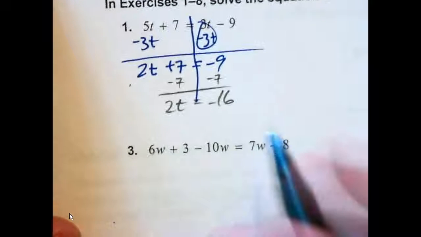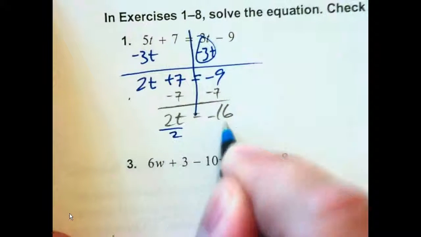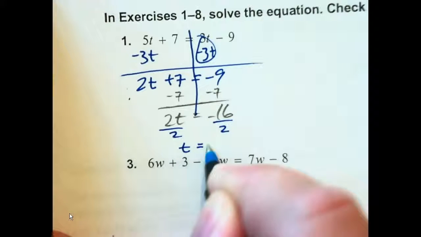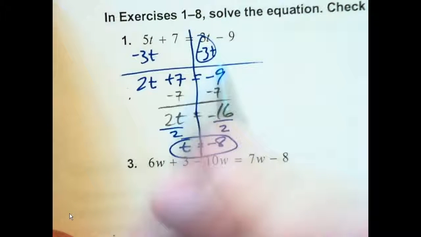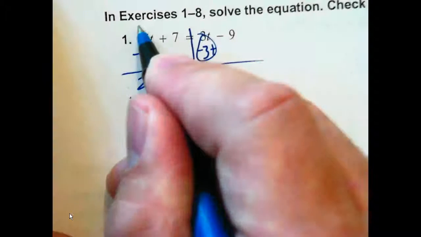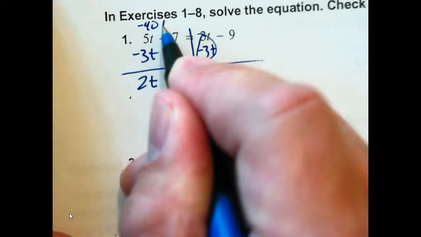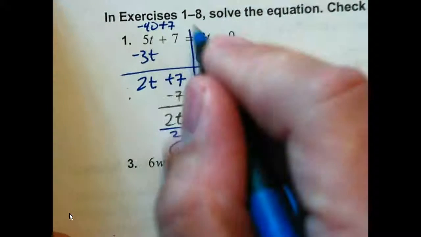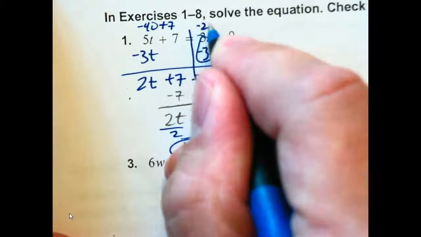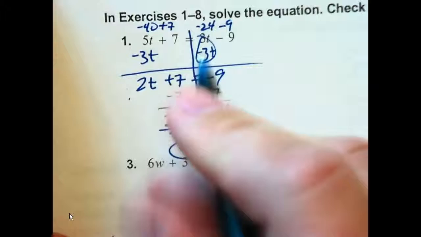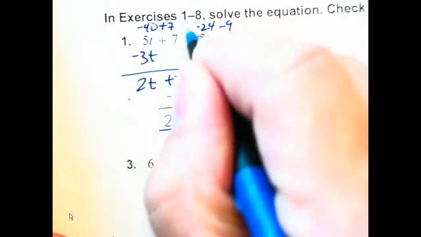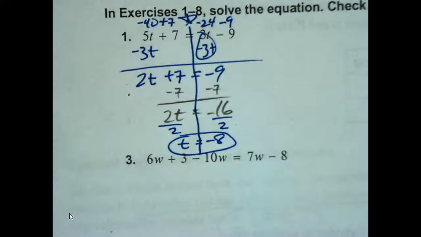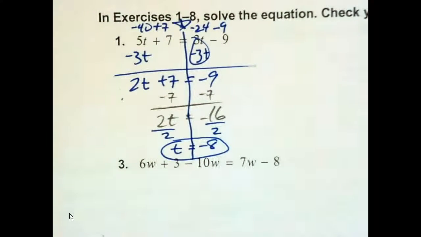Then to undo the multiplication here, we divide. t equals negative 8. Remember, you can always check it by plugging it in. That gives you 5 times negative 8, which is negative 40, plus 7. And 3 times negative 8 is negative 24, minus 9. That gives me negative 33, and that gives me negative 33, so we are good. Checks out. Any questions there?